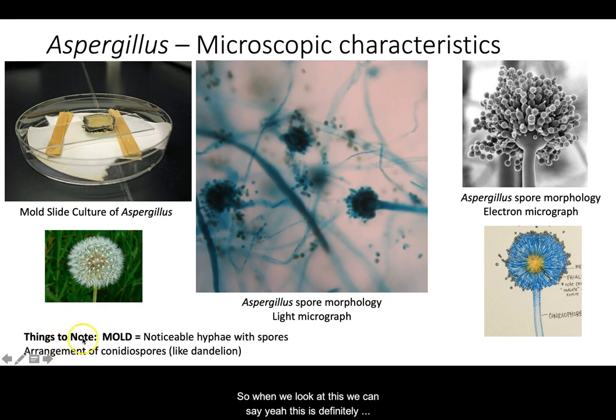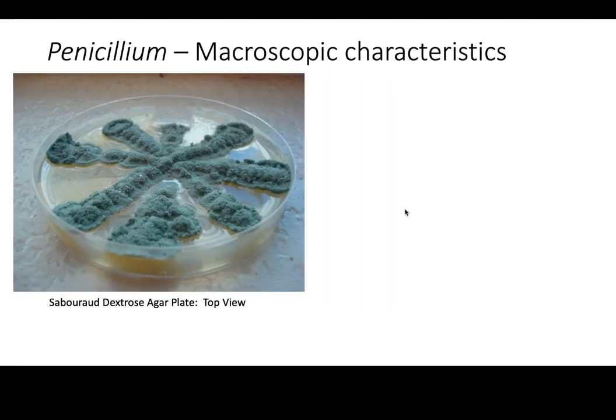So when we look at this, we can say, yeah, this is definitely a mold because I can see hyphae and I can see spores. But beyond that, we can also say there's a specific way in which these mold spores are organized. And similar to the head of a dandelion, there's a bunch of spores that are localized around this central area at the end of an aerial hyphae. And so that's what Aspergillus can look like both macroscopically and microscopically.